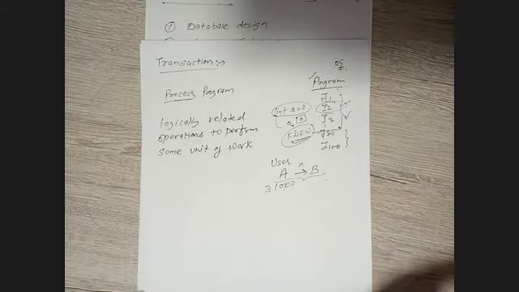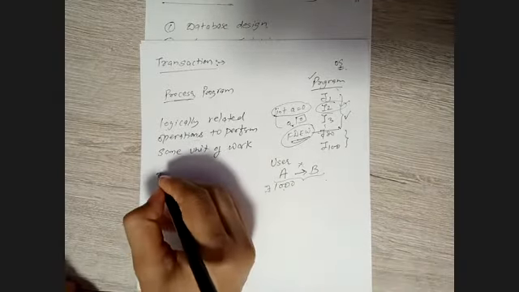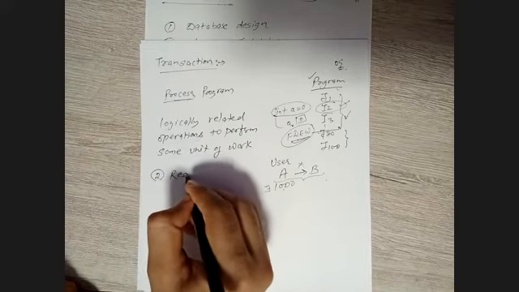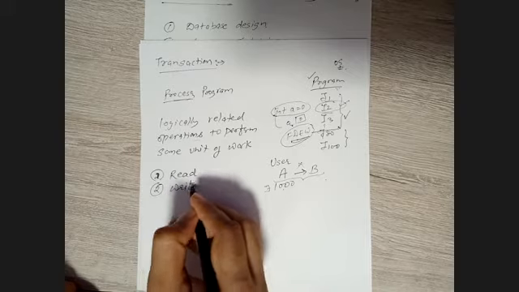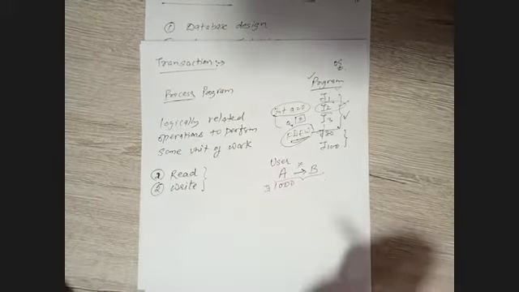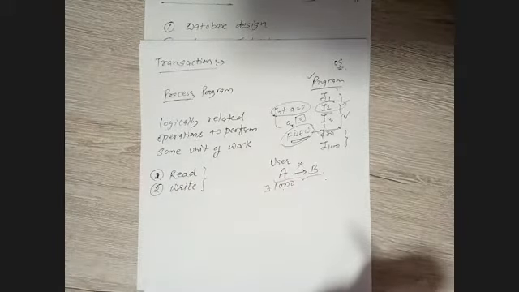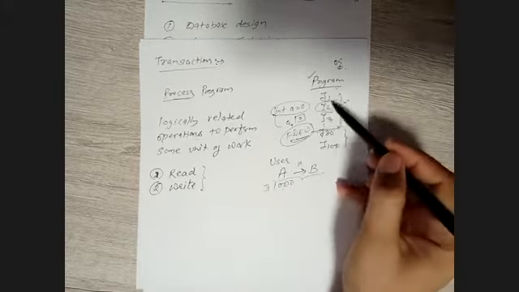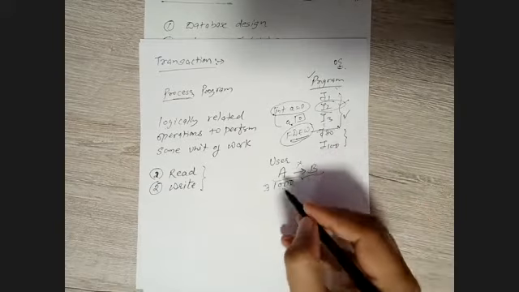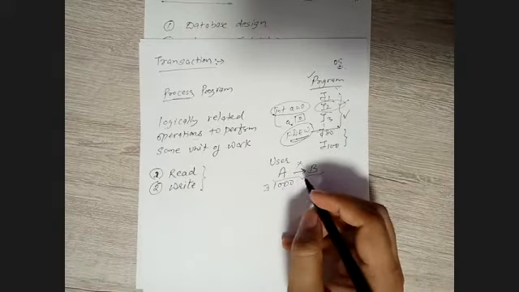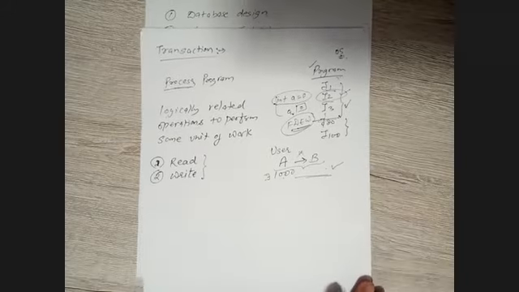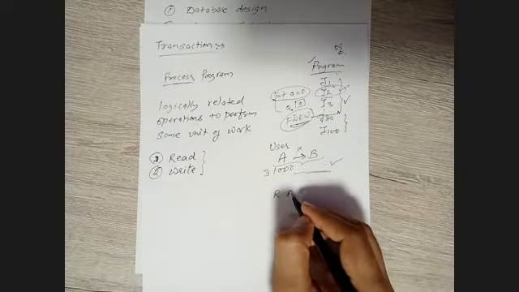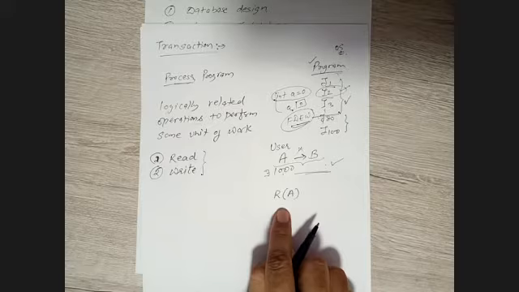There can be a lot of operations, but basically we talk about two operations. The first is the read operation, and the second is the write operation. These are the two logical operations that we perform over some database as part of a transaction. For example, to perform this complete transfer, first we will read from, let's say, account A. So we'll read from account A.